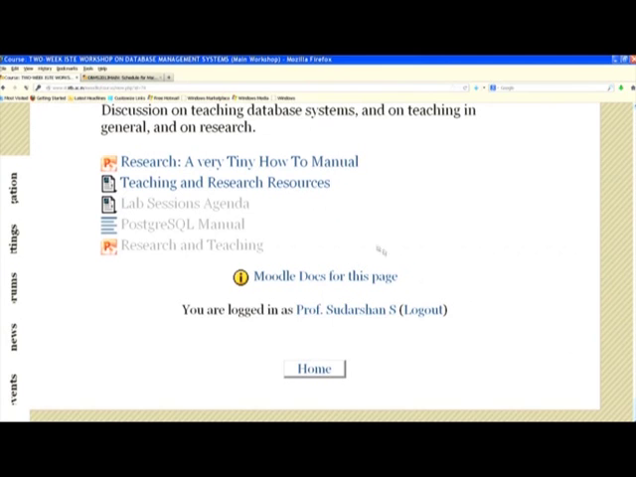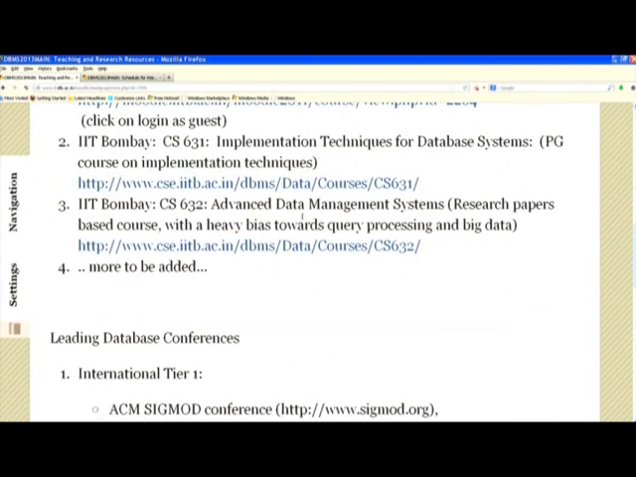Some of these are described in the book. If you want more information about how a real database does it, there's a lot of information about PostgreSQL's cost estimation. Postgres has nice documentation that way. So if you want to know more about it, you can go to the PostgreSQL website, or another alternative is on the course Moodle page, which is teaching and research resources. Go in there, and I have a link to CS631, implementation techniques for database systems.